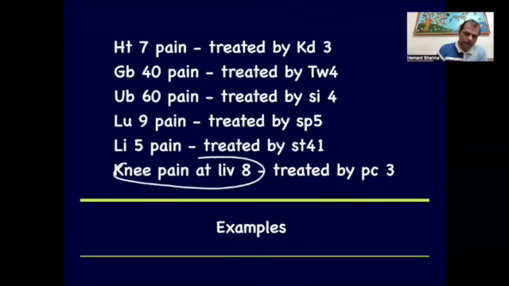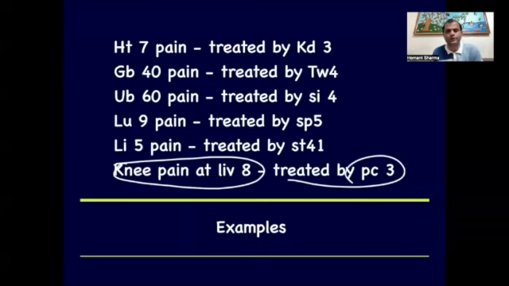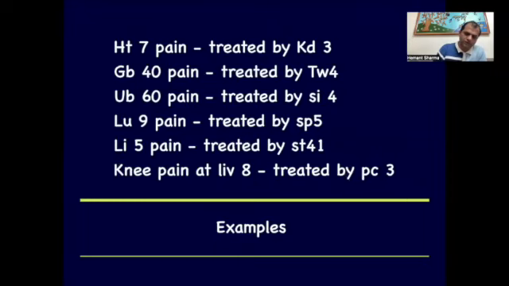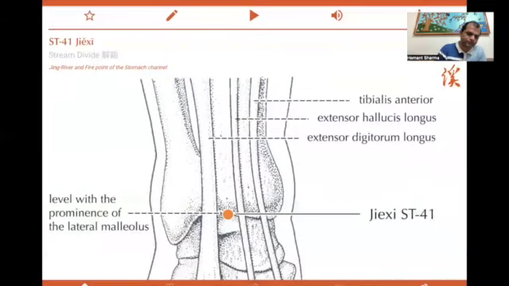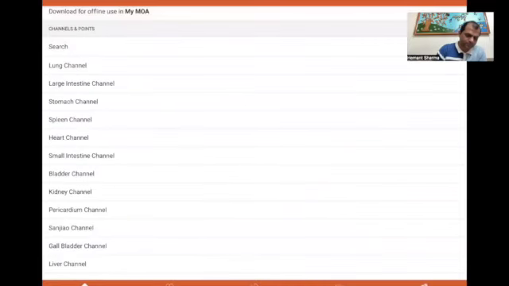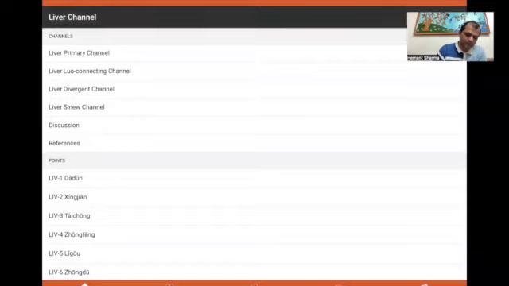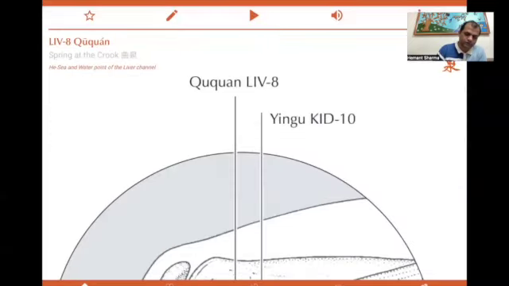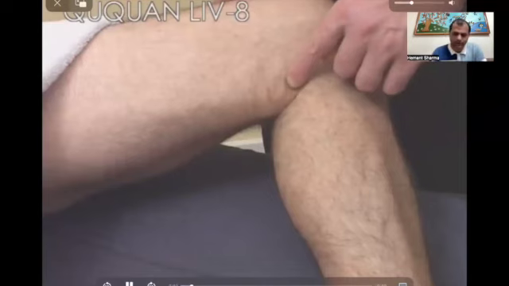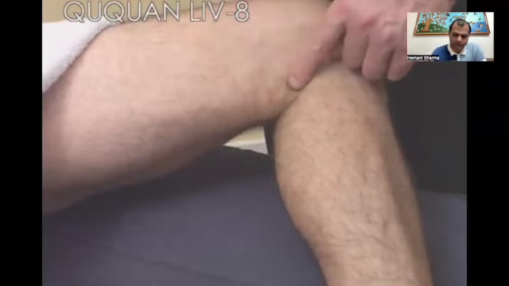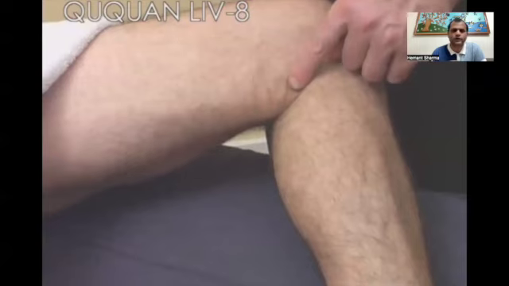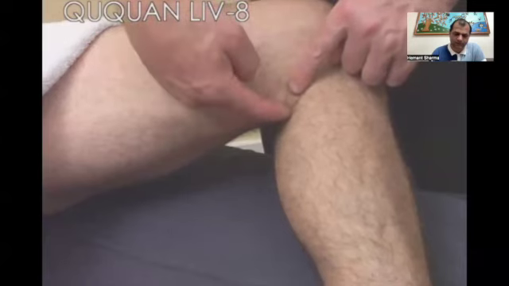The knee pain at the location of liver 8 will be treated by pericardium 3. Knee pain is very common. So whenever a person says, I'm having knee pain, we ask, tell me, where is the knee pain? Now suppose the person is telling you that they are suffering with knee pain at this location, in the liver 8 area. The person will keep the finger there. He will not say I'm having pain in the liver area. He will say I'm having knee pain on the inner side, the medial side here.